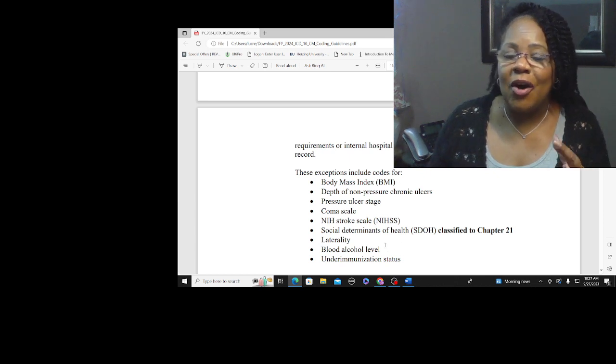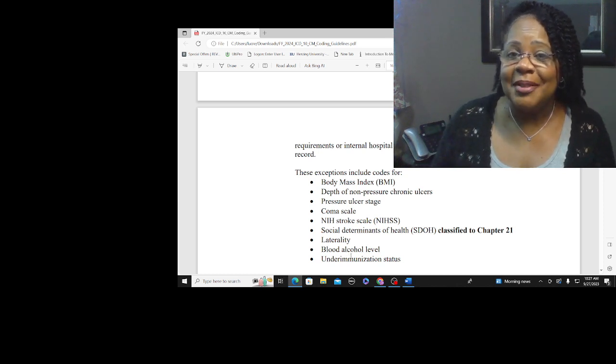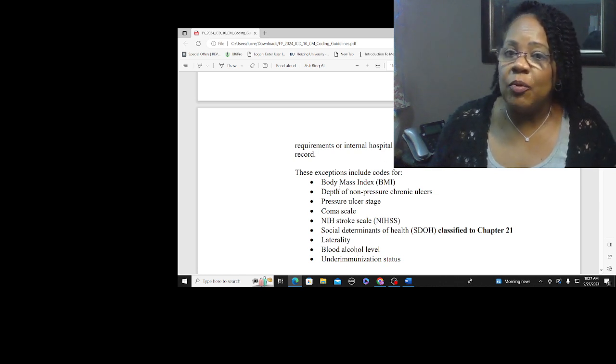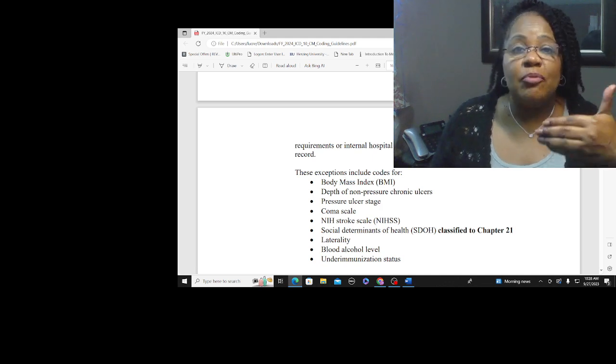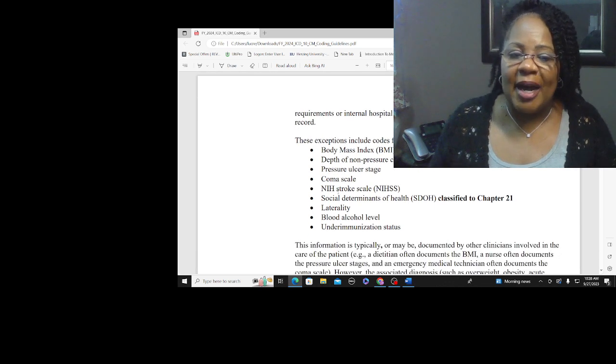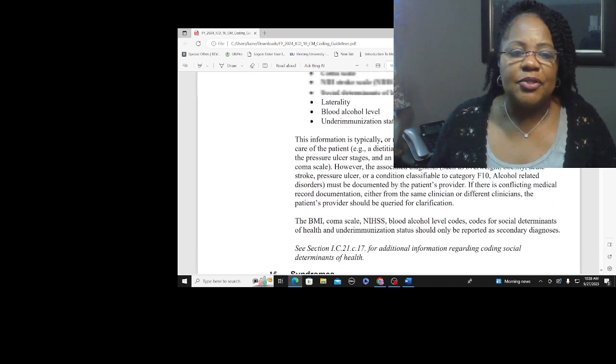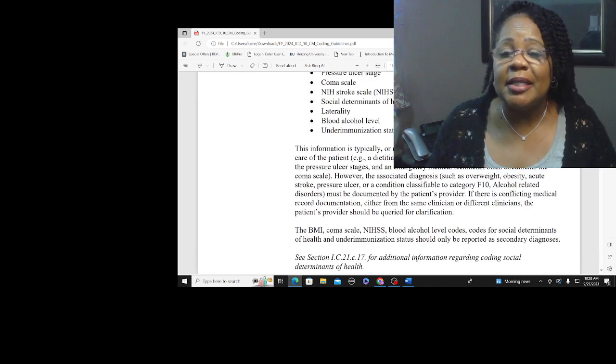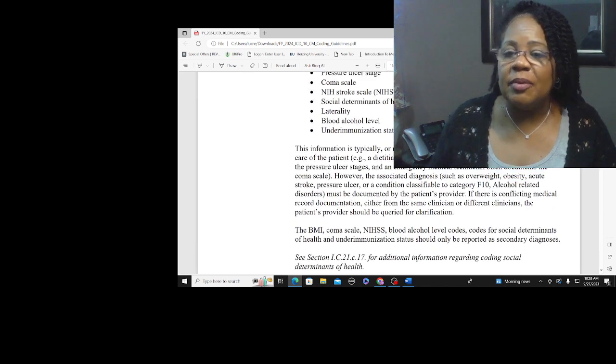Same thing with your alcohol level. Patients will say, oh, I'm not intoxicated, but their blood alcohol level states that they're over a certain limit, therefore they are intoxicated. These are additional codes that we can add for the specificity that we need to justify the provider's documentation. And so it just says here the information is typically or may be documented by other clinicians involved in the care of the patient.